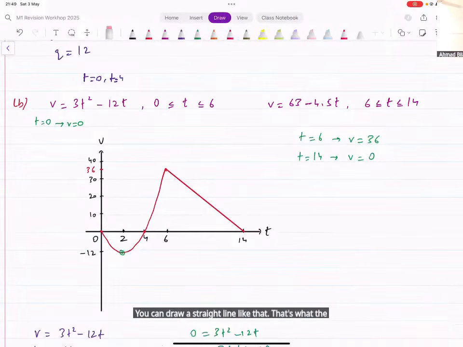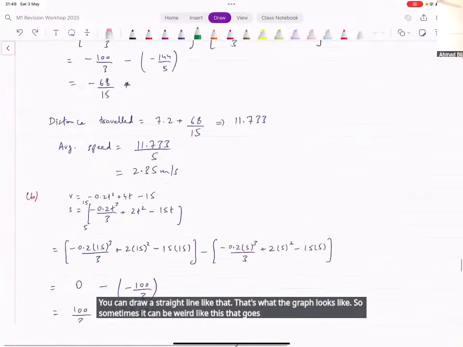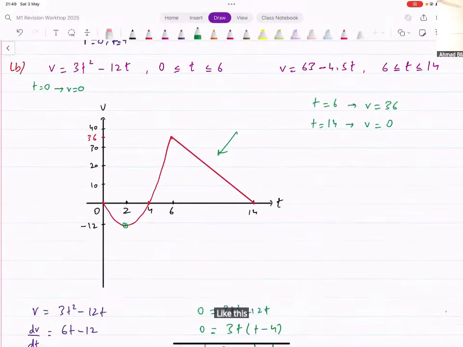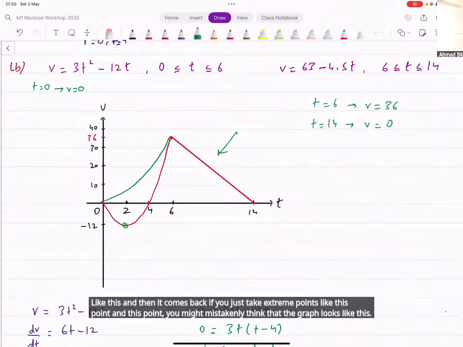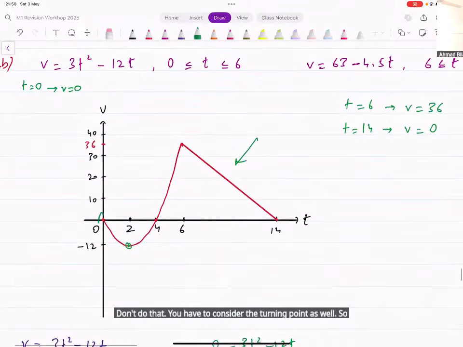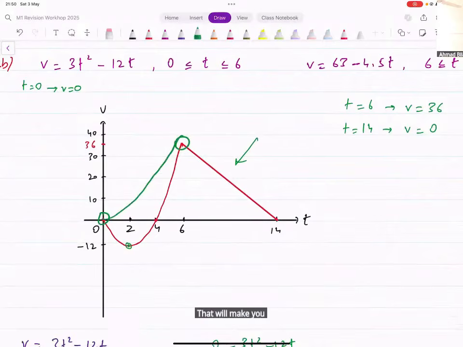So sometimes it can be weird like this. It goes below the x-axis like this, and then it comes back. If you just take extreme points like this point and this point, you might mistakenly think that the graph looks like this. Don't do that. You have to consider the turning point as well. If you just consider this point and this point, that will make you think that it's going to be like this. You always find the turning point as well.